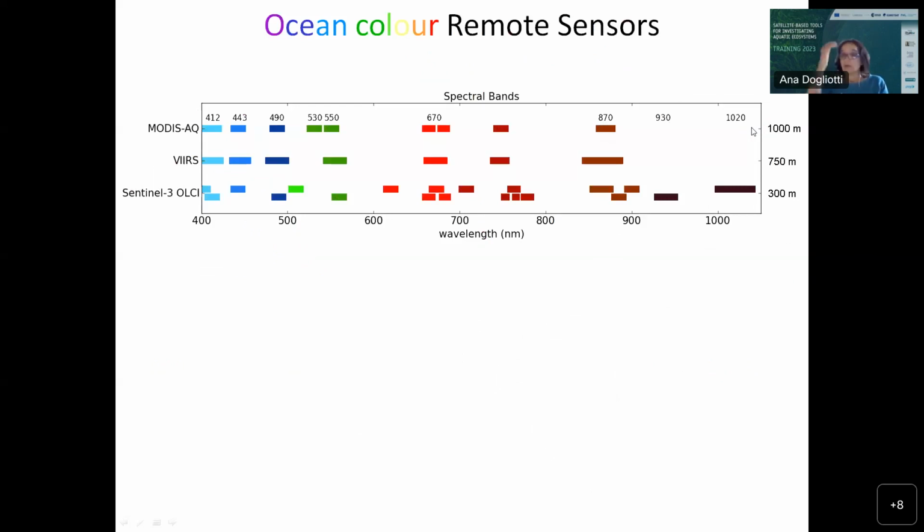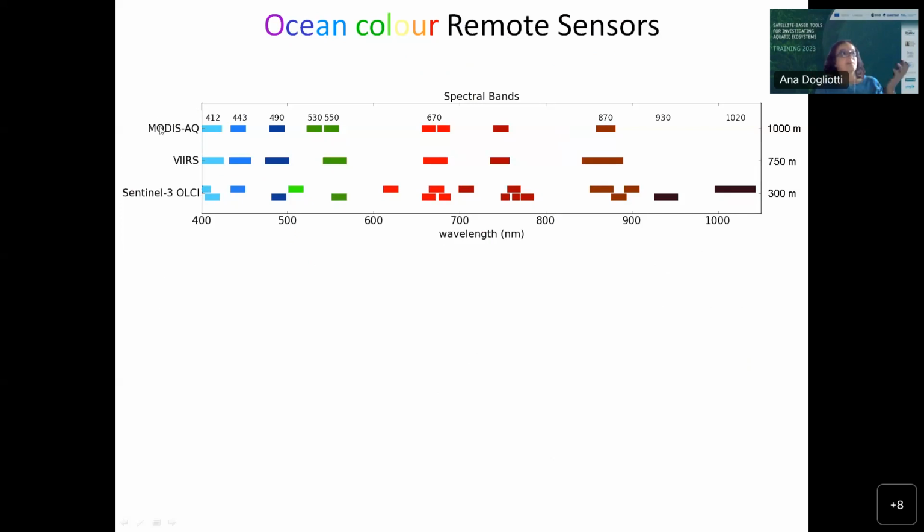So we'll go a bit more on these sensors. I talked about what ocean color is, what the color of the water is, and what it depends on, the substances present in the water. But now I go back to what we started with, which is remote sensing, what we call ocean color remote sensors. Basically, these are sensors that have bands in the visible part, because we need to see this change in color.